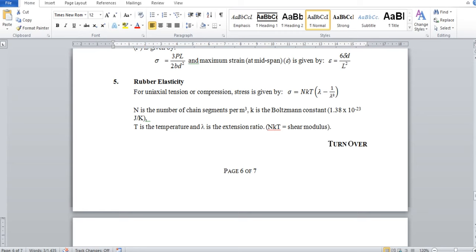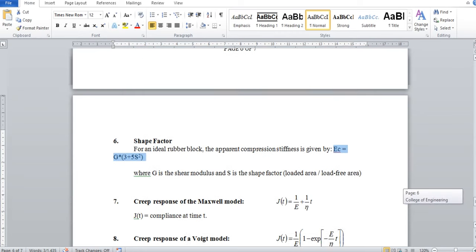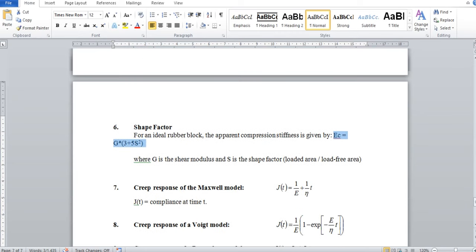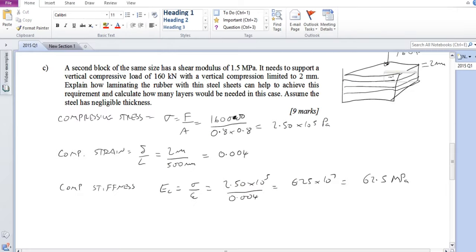There is a formula for the shape factor effect on the modulus here, which is this one. So the compressive modulus is G times (3 plus 5S squared). So I'll just copy that across so that we've got it here. Just move it so that it's visible. So what we have here is that we know that the compressive modulus is G times (3 plus 5S squared).